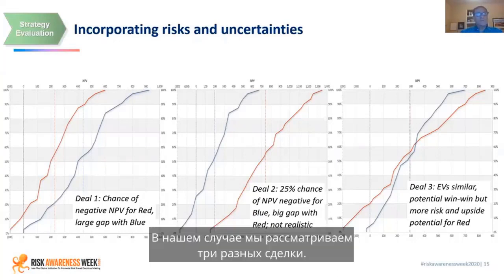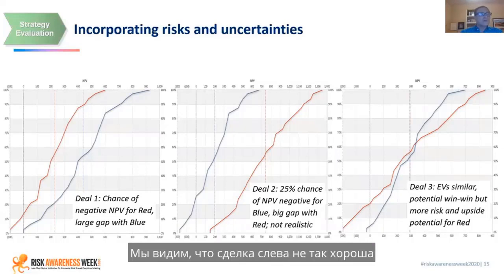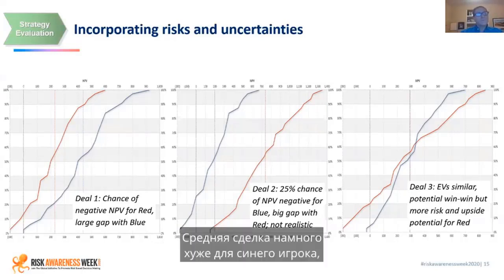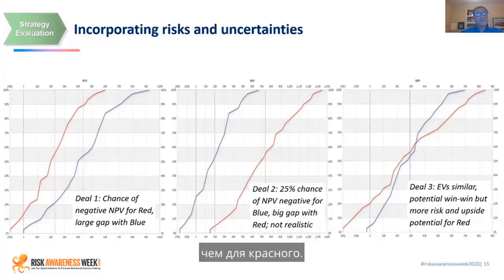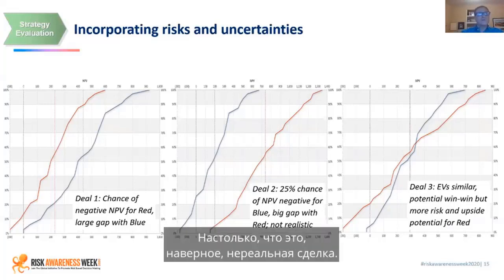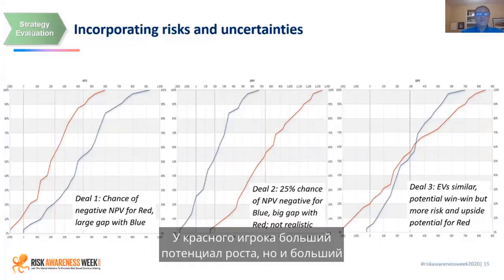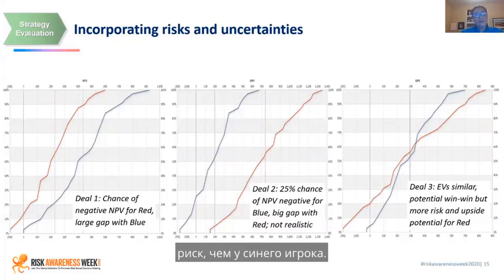And so in this case, we're looking at 3 different deals, and we find that the deal on the left is not as good for the red player as it is for the blue player. There's kind of a large gap. The middle one is much worse for the blue player than the red player, so that's probably not a realistic deal. And the one on the right has a similar expected value for each of the players. The red player has a higher upside but more risk than the blue player has.